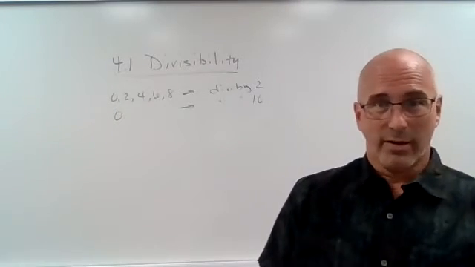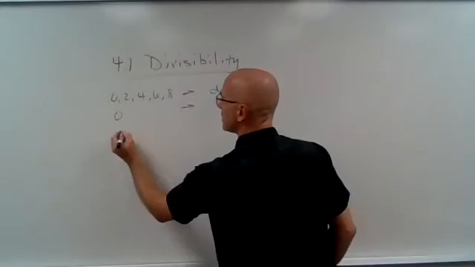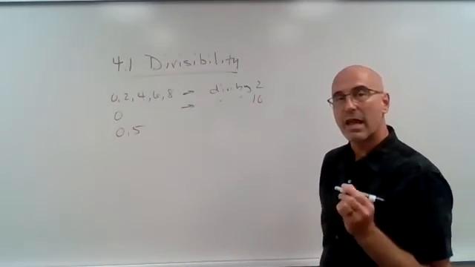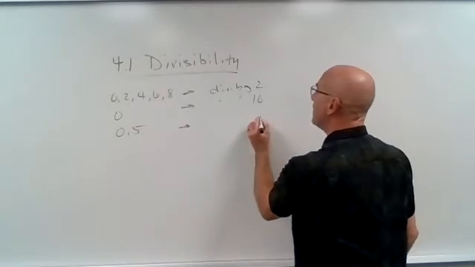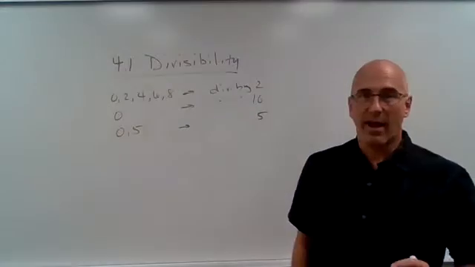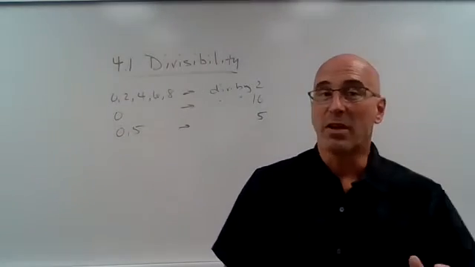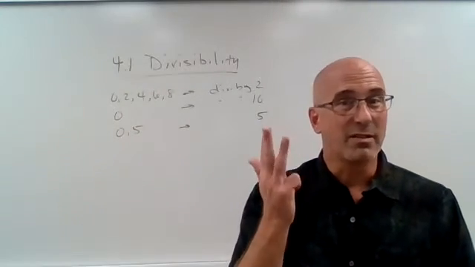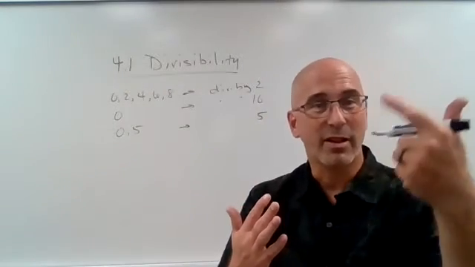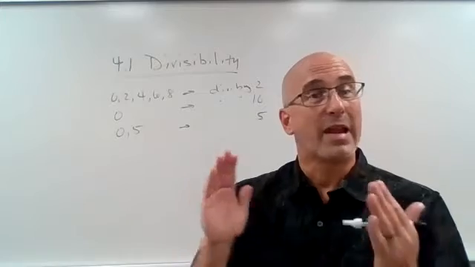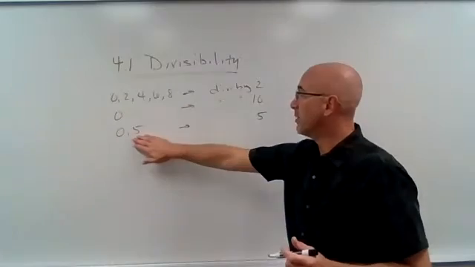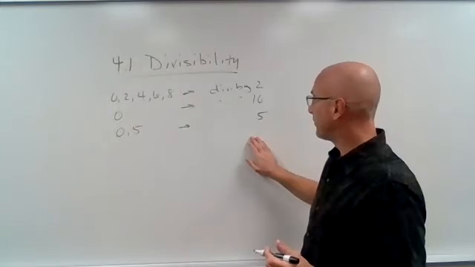Another easy one to remember is if a number ends in 0 or 5. If it ends in 0 or 5, it is divisible by 5. So we could skip count by 5. 5, 10, 15, 20, 25, 30, 35, all of that. So if it ends in a 5 or a 0, we know it is divisible by 5.